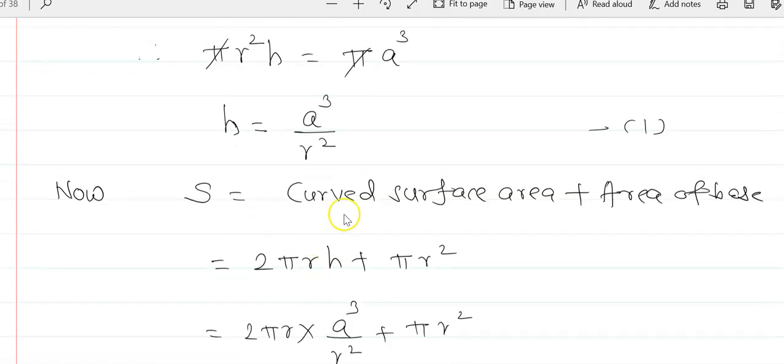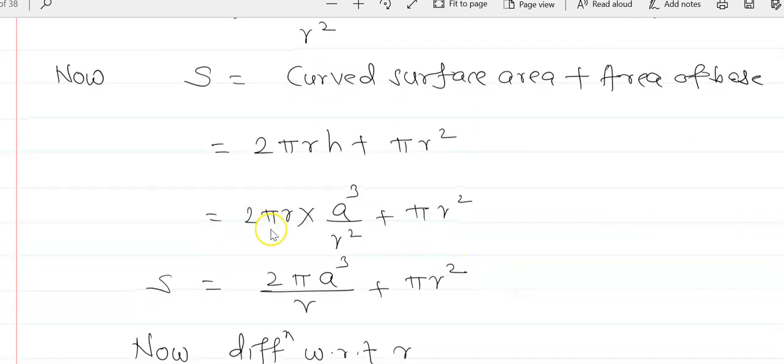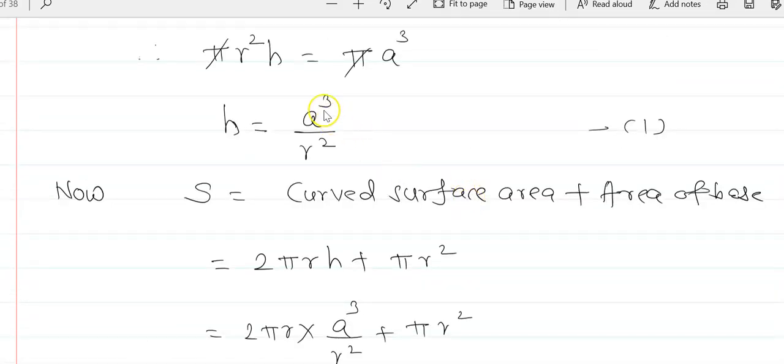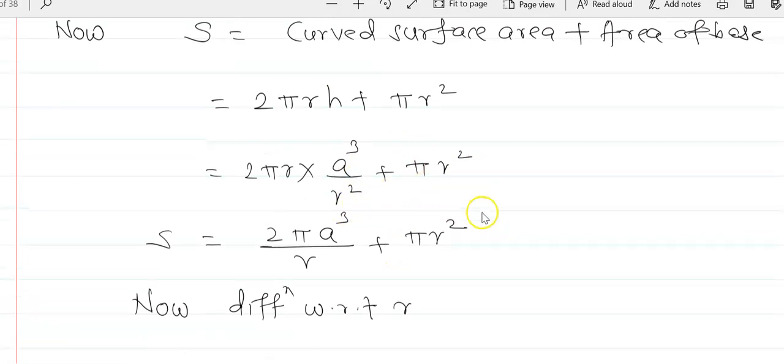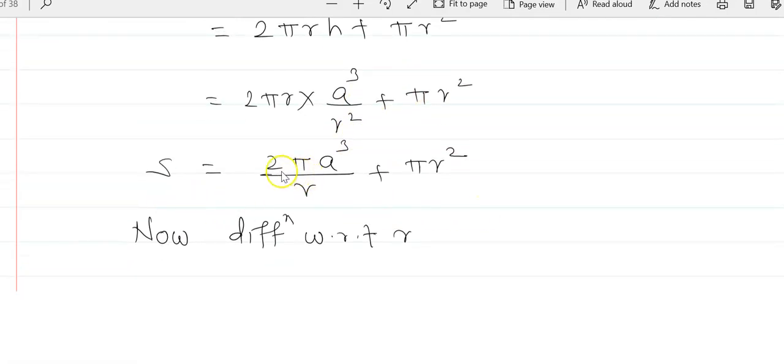Now S is equal to the curved surface area plus the area of the base. What is the curved surface area? The curved surface area is 2πrh, plus πr². Therefore 2πr, substituting the value of h, that is a³ upon r², plus πr². S is equal to 2πa³ upon r, since this r gets cancelled, plus πr².